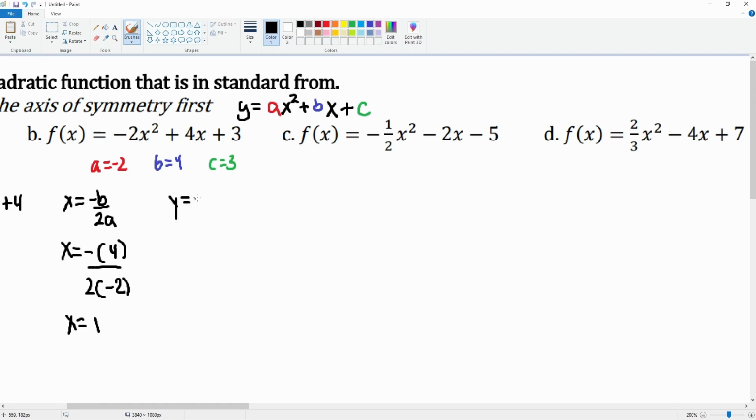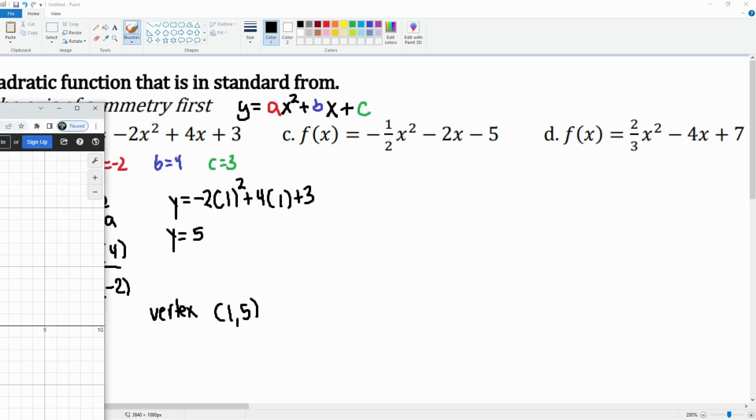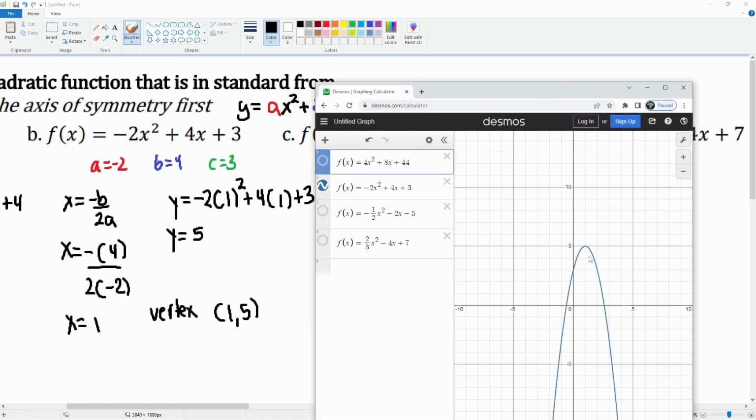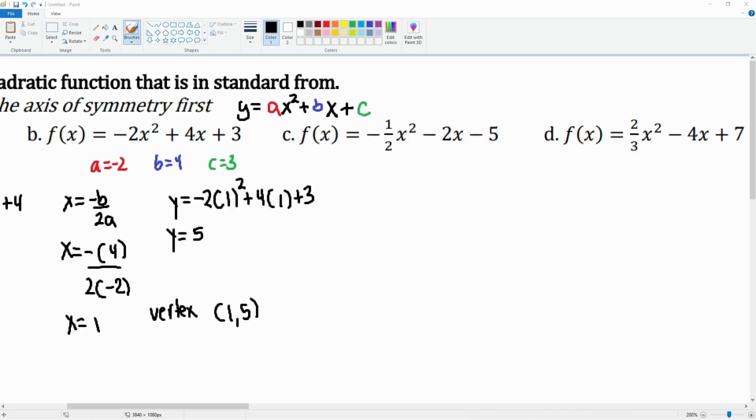So now I plug it back in. y equals negative 2 times 1 squared plus 4 times 1 plus 3. That would get me my y. So plug that into the calculator. Okay, I get 5 here. So x equals 1, y equals 5. So my vertex is going to be the point 1 comma 5. Here you go. Let me grab the Desmos here. I graphed it right here. Let's see if I'm right. It is at the vertex 1 comma 5 for the second one.